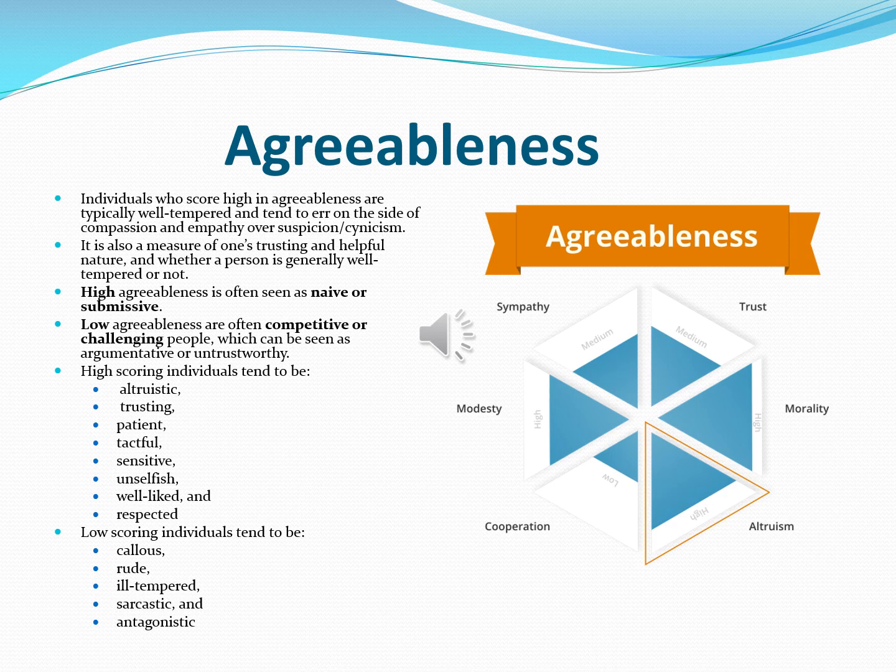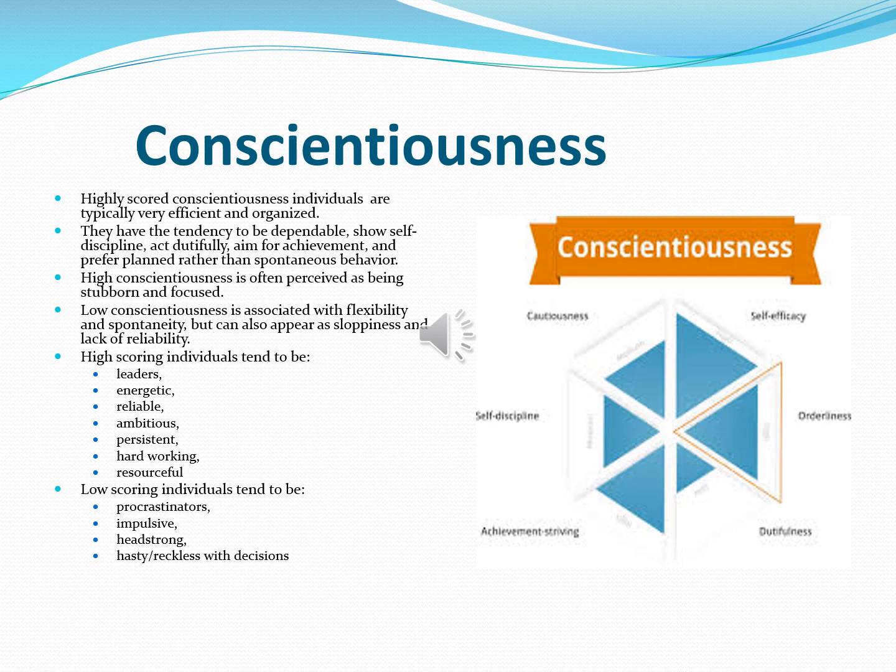And if you see the pictures, like sympathy or modesty or cooperation or morality, they also show their scoring sides. Okay, then comes conscientiousness. Highly scoring conscientious individuals are typically very efficient and organized. They have the tendency to be dependable, show self-discipline, act dutifully, aim for achievements, and prefer planned rather than spontaneous behavior. So they have very planned behavior, so they are good planners.